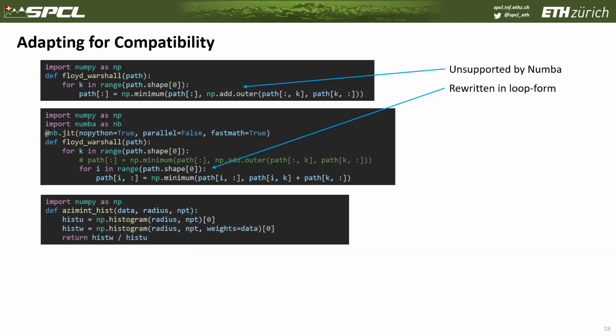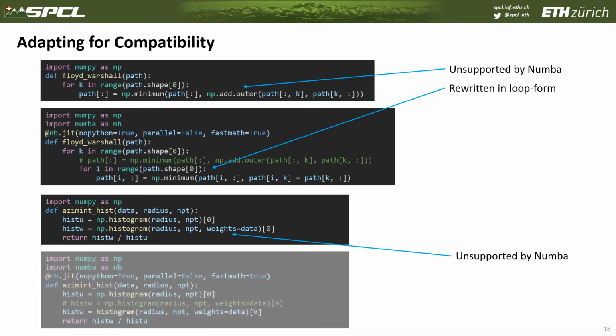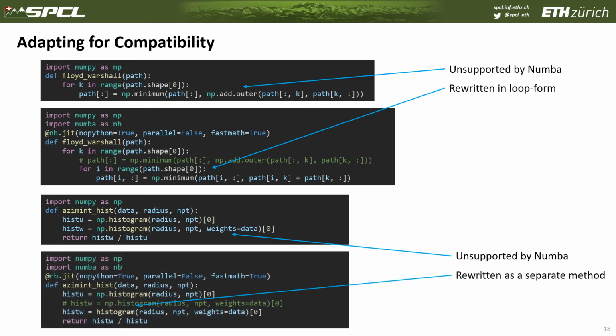Another example is this micro benchmark, the azimuthal integration that uses histograms. So histograms are actually supported by Numba. However, the weight keyword is not. So for the second call to NumPy histogram, we had to write a new method. So actually we find a suitable candidate from NumPy tutorials and we use that one.